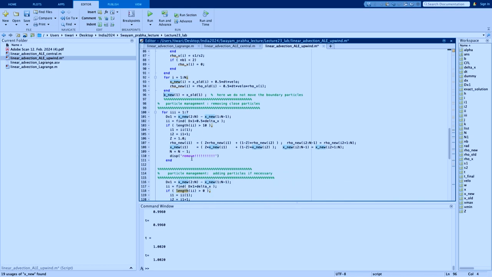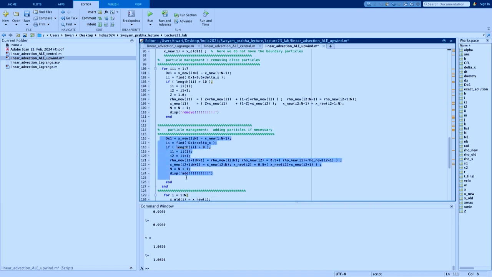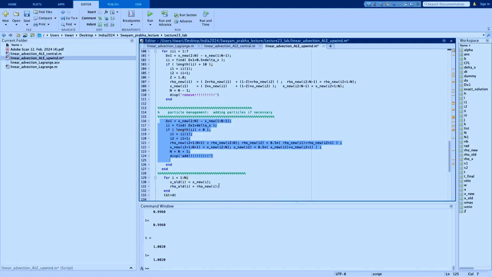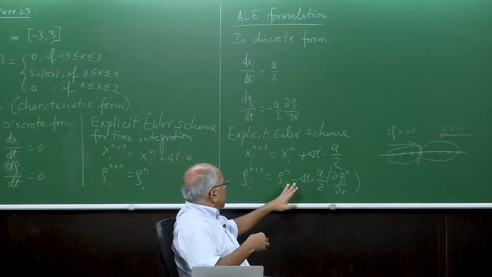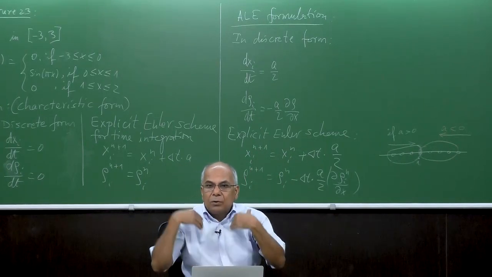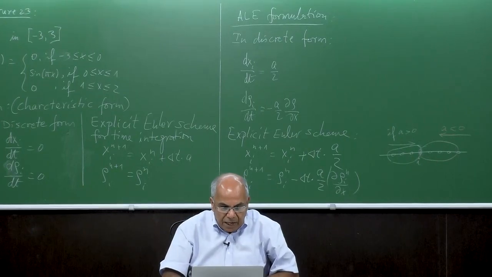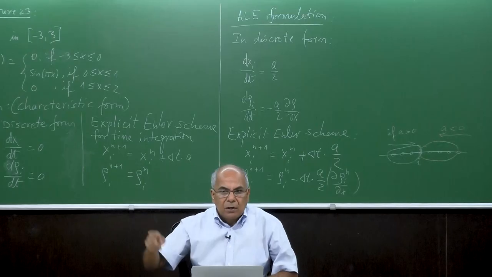And now, after I move, I compute the new quantity, I do the particle management, add or remove the particle. So here I remove the particle if they are very close, and here I add the particle if they are far away. And now finally I just assign my old value as the new value. So x old is x new, and rho old is rho new. And then I do the increment of time and go back, until I finish the loop.